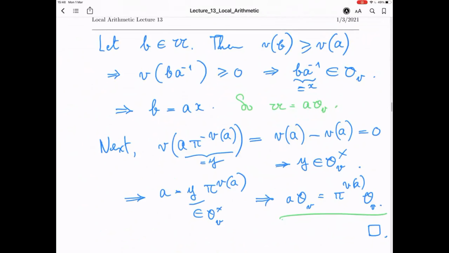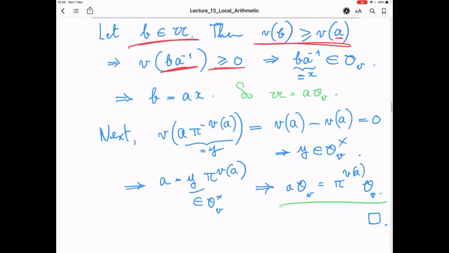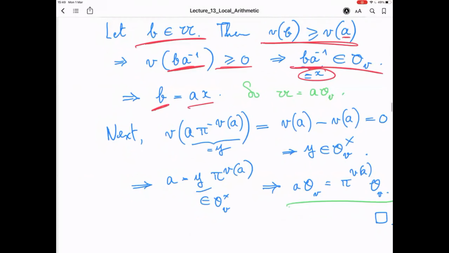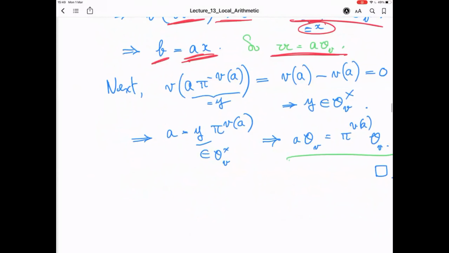Take an element b in A. Then v(b) is greater than or equal to v(a) by the definition of this a. So v(b a inverse) is non-negative, which means that b a inverse is in the ring. Let's call it x, this b a inverse. Then b is a multiple of a. So b belongs to the ideal generated by a. In other words, the ideal A is generated by the element a.